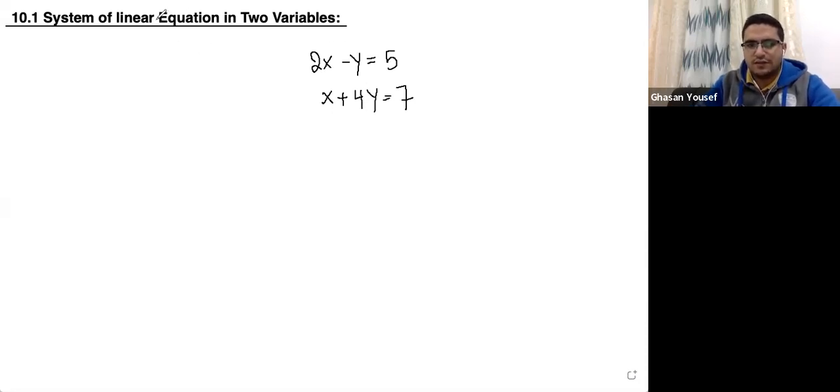Linear means the highest exponent of the variable is 1. So the highest exponent for the x variable is 1 and for the y variable is 1, and the same thing for the second equation. Two variables means we have x and y, both of them are variables. So this is equation number 1 and this is equation number 2.